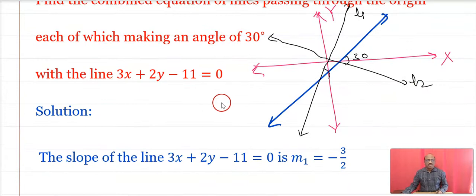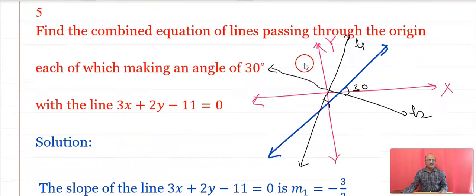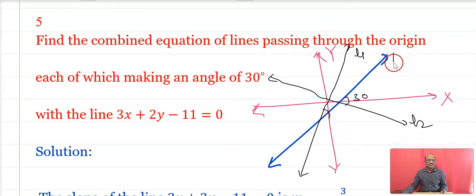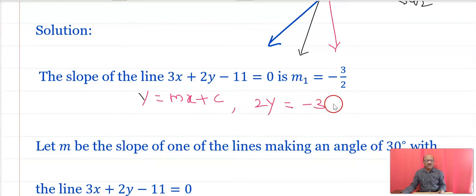We have solved this type of example in the solved examples. The slope of the line which is given, this is the line L, 3x + 2y − 11, is m1. Now, how to find out the slope of this line? Always express these lines in terms of y = mx + c. Therefore, what you will get? That is 2y is equal to −3x + 11.